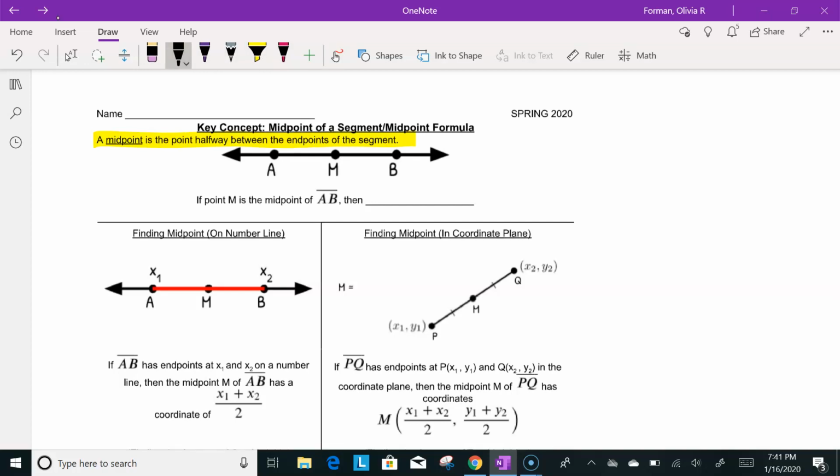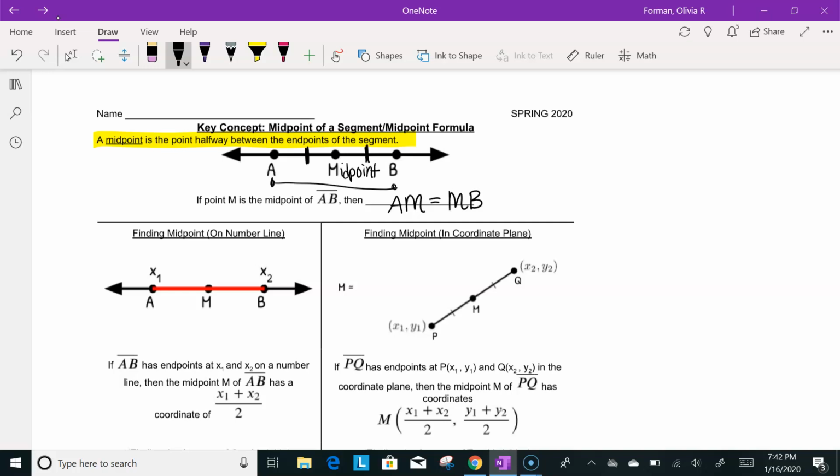So if we're looking at segment AB right there, if point M is the midpoint of AB, so that's your midpoint of the segment A to B right here, then we would say that the length of AM is equal to the length of MB. Okay, so this right here is congruent to this part right here, essentially is what that's saying.